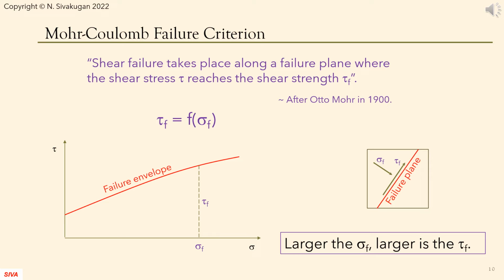Otto Mohr, who introduced Mohr's circle, suggested that shear strength along the failure plane is a function of the normal stress acting on the same plane. The relationship between the two defines the failure envelope. We denote these values by tau f and sigma f, with a subscript f. As you can see from the failure envelope in the figure, larger the sigma f, larger is the tau f.